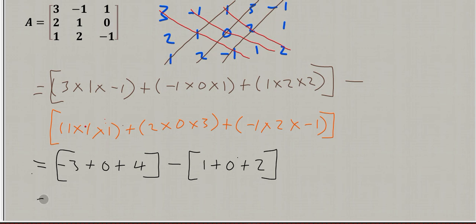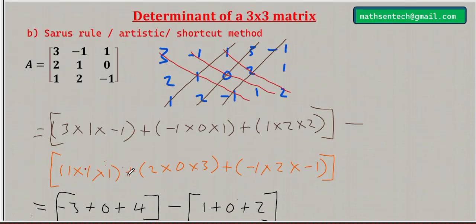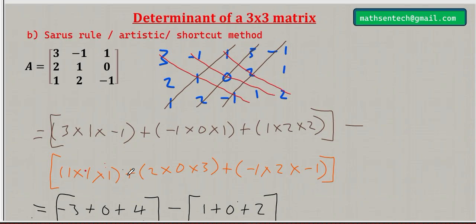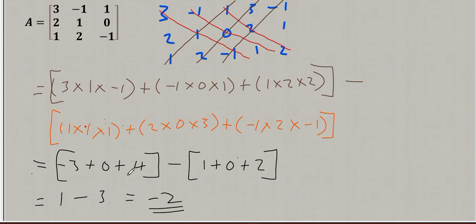Like that. So of course, negative 3 plus 0 plus 4 gives you 1, and minus 1 plus 0 plus 2, you definitely get 3. So 1 minus 3, you get negative 2. As you can see, we've gotten the same answer when we use the other method. So this was the shortcut method, and you can see it's quite short. It's a bit easy to actually work it out. So that's how you get the determinant.